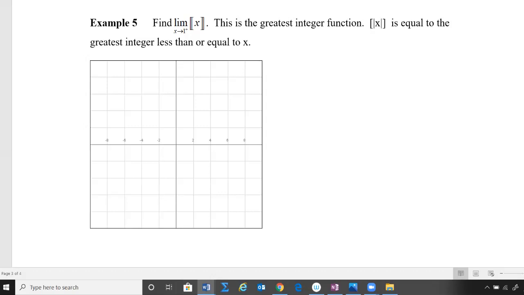Okay, let's look at an example here. You may not have seen this one before, but this is the greatest integer function, and it looks kind of like this.